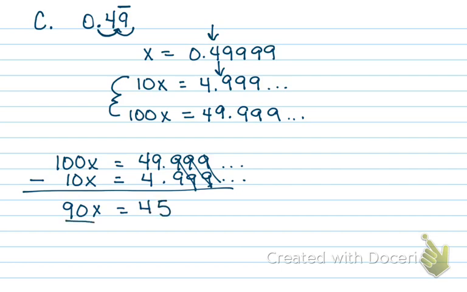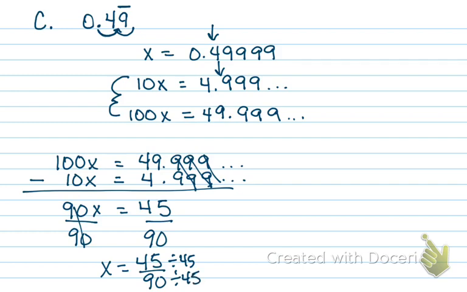Now I solve for x. Divided by 90, divided by 90. I have x equals 45 over 90. Well, I'm going to look and say, okay, can this go any simpler? Well, this can be divided by 45. So divided by 45, divided by 45, I end up with 1/2. Okay, so even though this 0.49 repeating does not look like 1/2 when we started, it actually is 1/2 when we get simplified all the way down.